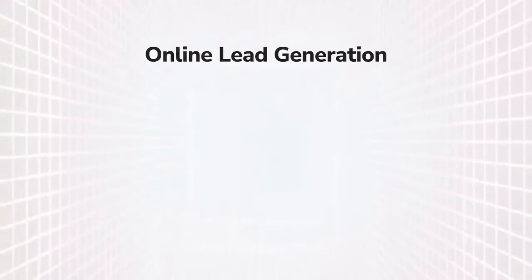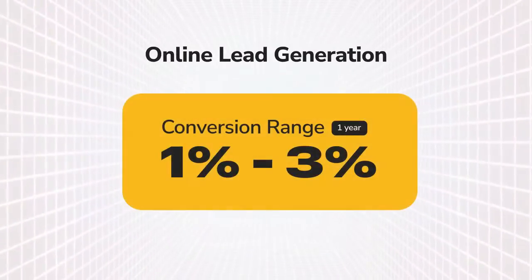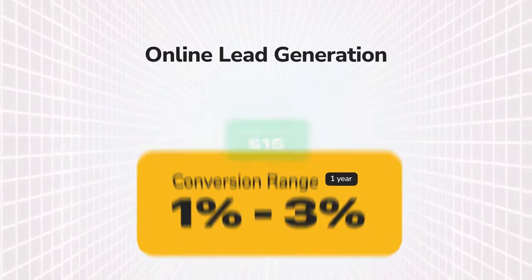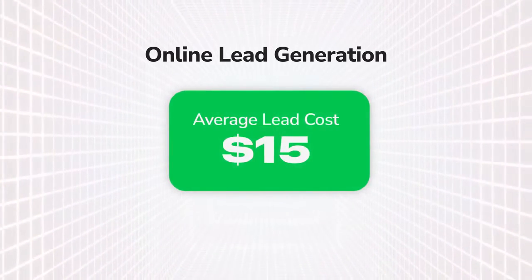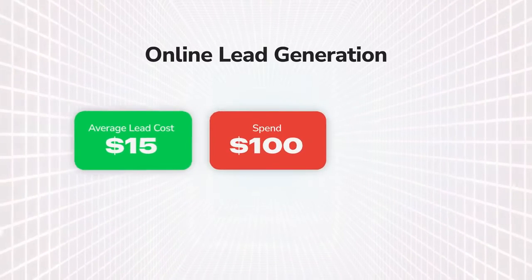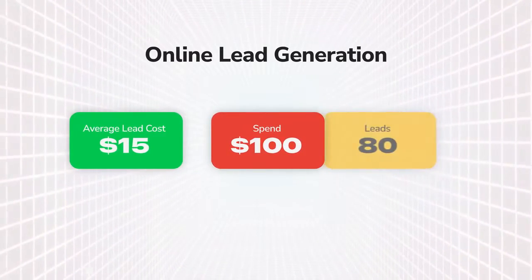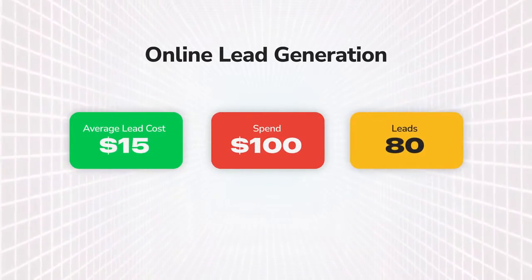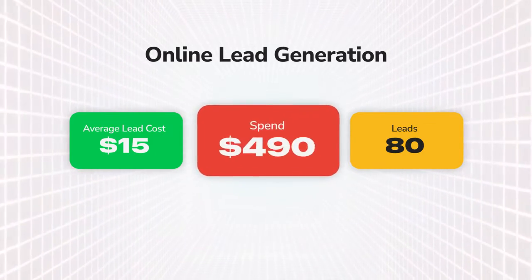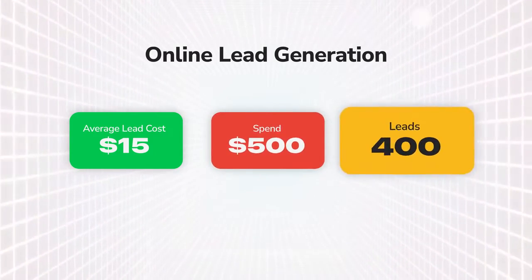The reason is at $500 a month, there's just not enough leads to make a really meaningful impact on your bottom line. With online lead generation, the conversion range in the first year is typically between 1% to 3%. If the average lead cost is $15 a lead and you're only spending $100 a month, you're only generating 80 leads per year. With this kind of method, it's just not that much. Whereas if you're spending $500 a month, at least you're getting 400 leads a year.